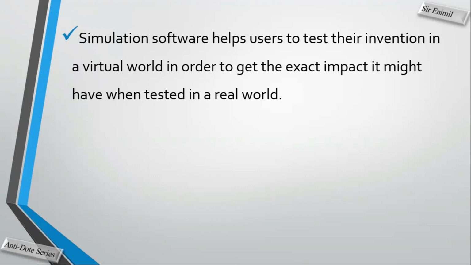So how the car is going to behave, the impact when it collides with another car and other things, like exactly what will happen in real life. That's what a simulation software will give you, and then it will help you to correct all errors before you bring out your invention. So simulation software really helps users test their invention in a virtual world in order to get the exact impact it might have when tested in a real world.